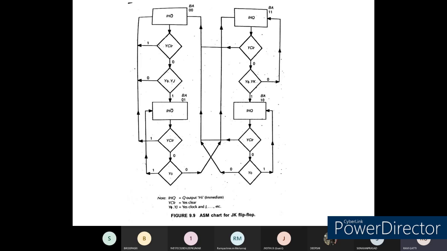So you can see here, when J is equal to 0 and K is equal to 0, Q and Q bar will retain the value. When J is equal to 0 and K is equal to 1, Q will be 0 and Q bar is equal to 1. When J is equal to 1 and K is equal to 0, Q will be 1 and Q bar is equal to 0. When K is equal to 1 and J is equal to 1, the output will toggle between the input signals.